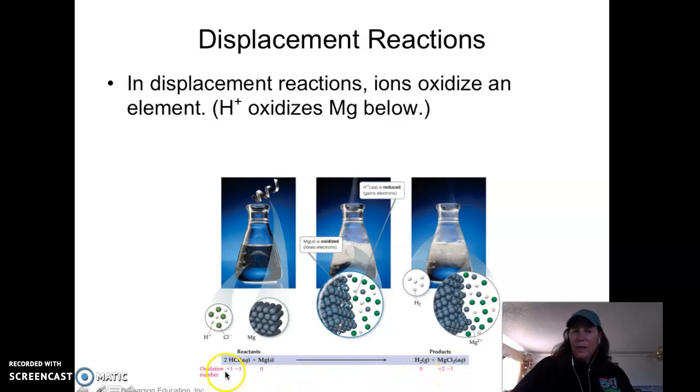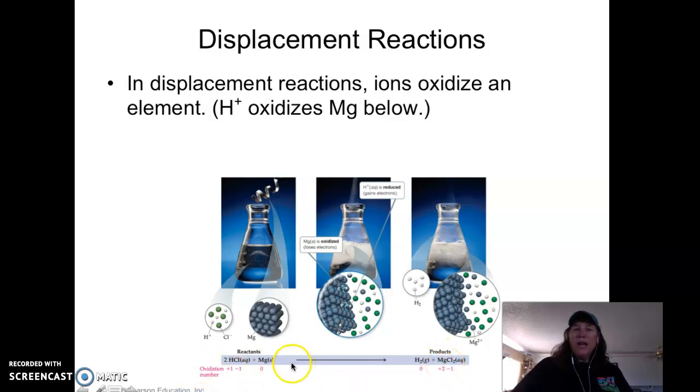Okay, so it became less negative, so loss. Remember OIL RIG? Oxidation is loss. Well, it didn't lose electrons, it gained 1 electron. It gained 1 negative charge. It became less positive. So hydrogen is reduced. And then magnesium goes from 0 to +2. It became more positive, so magnesium is oxidized.